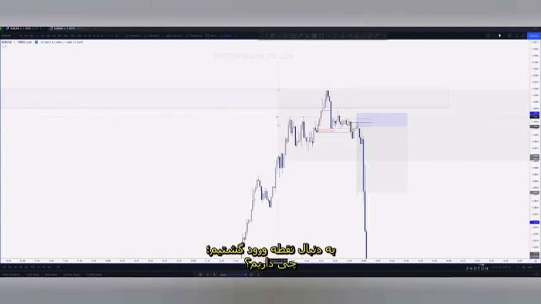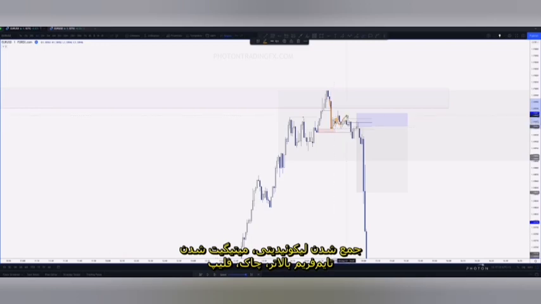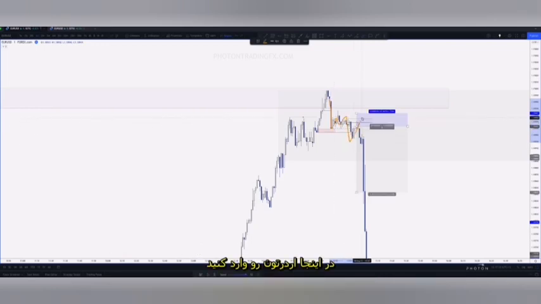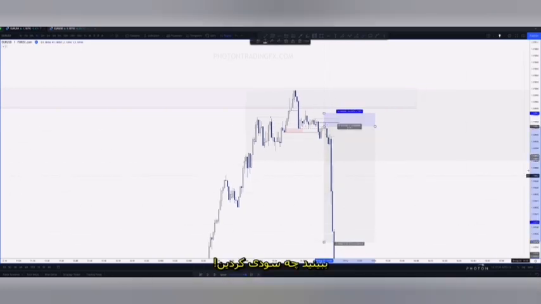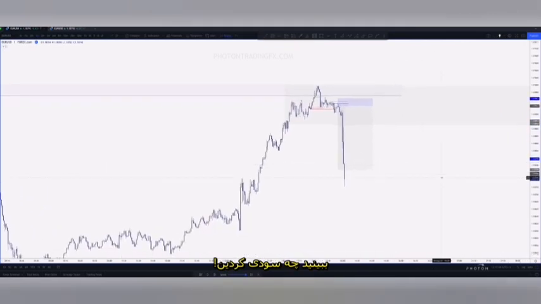We look for our entry model. What do we have? Liquidation, mitigation of a higher time frame zone, choch, flip, boom. Set your entry order, no emotional interference. That is the exact same mechanical thing we want to see again and again and again. And then you can run all the way to the bank, right?